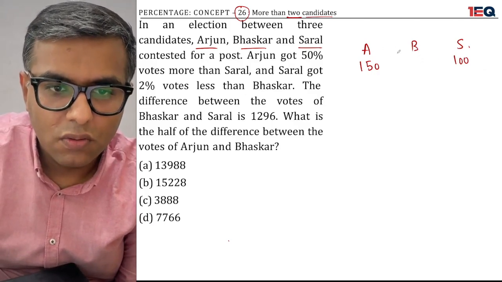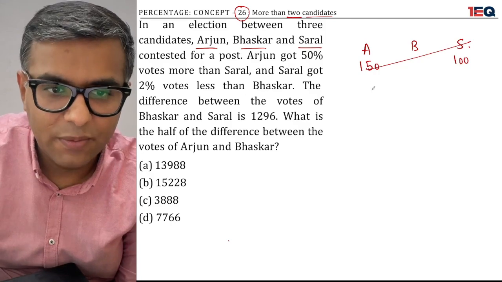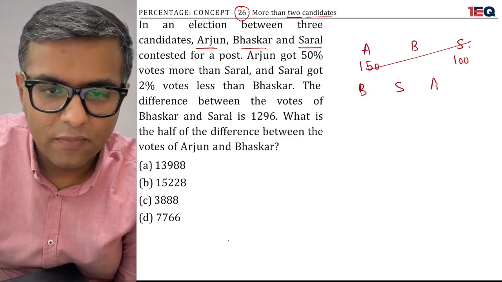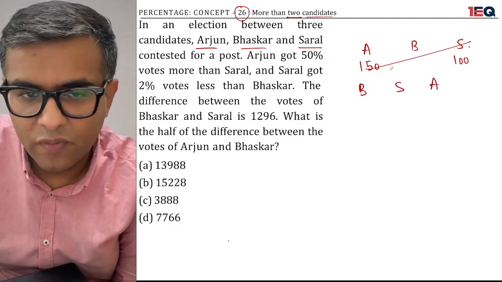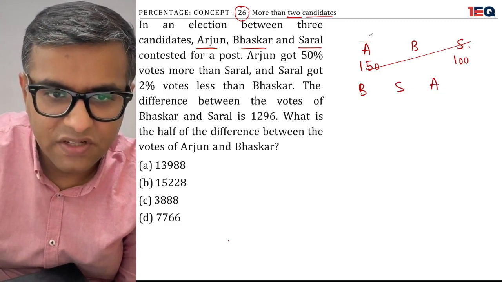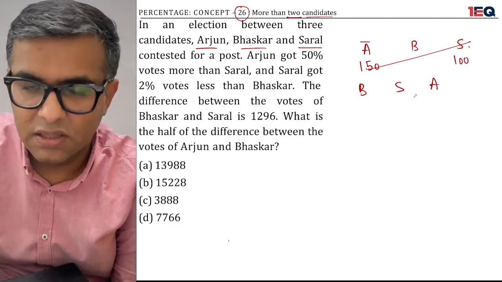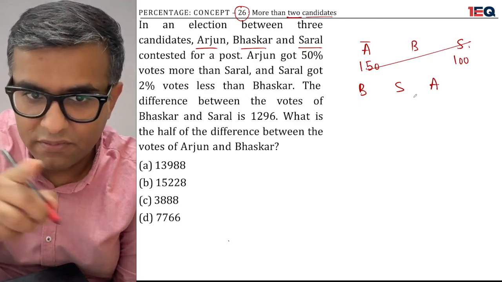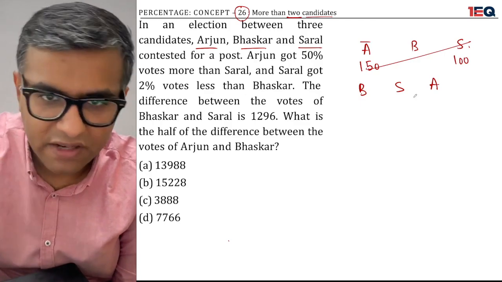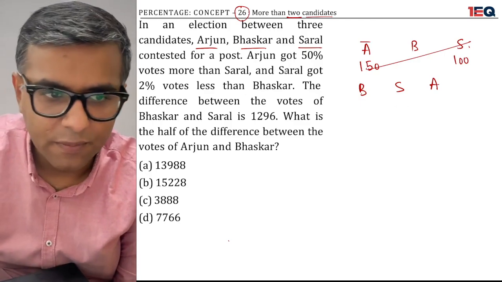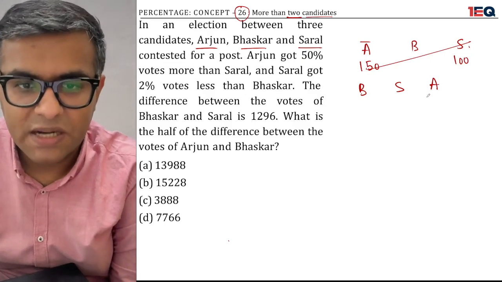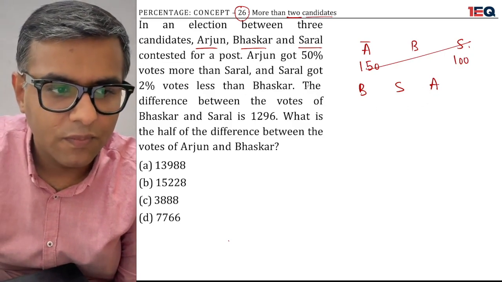Okay, so instead of doing this calculation, I'll help you do it with an easier calculation. Bhaskar, Saral, and A. I'm moving Arjun from the first position to the last position because of a reason. In ratios, you have to have no gaps in the middle. You can have gaps at corners, they can be easily filled. In the particular chapter of ratio, I'll show you how this works out.